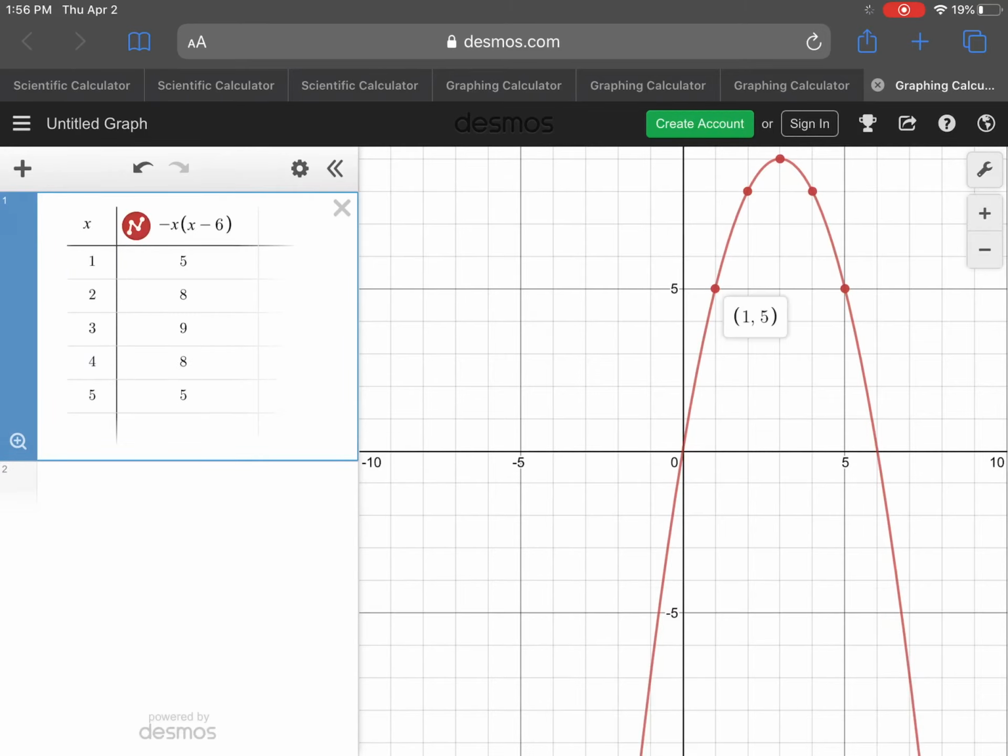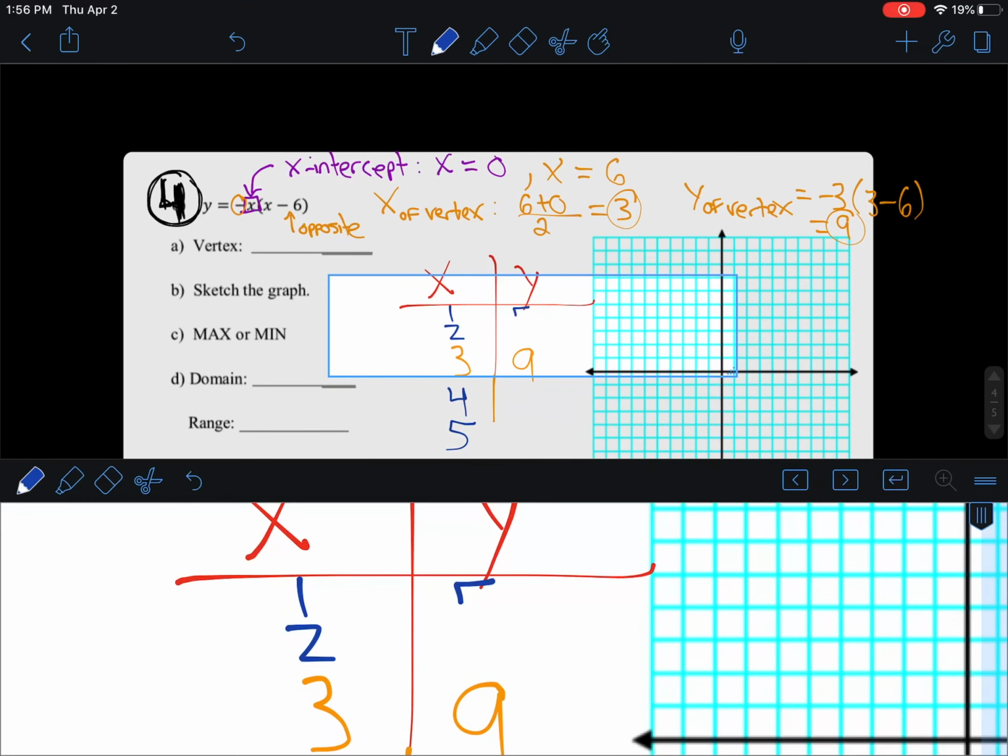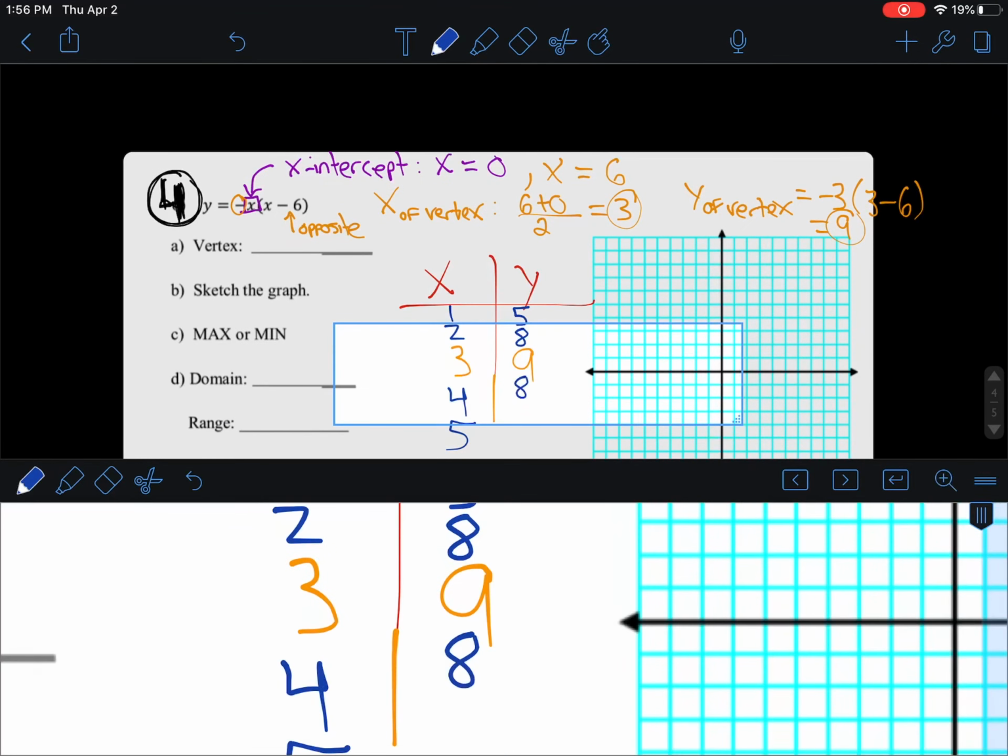So again, I have these points that are popping up. Those are the points I'm going to graph. So what is it? 5 and 8. So again, my table will be 5, 8. So it'll be 5, 8 here.